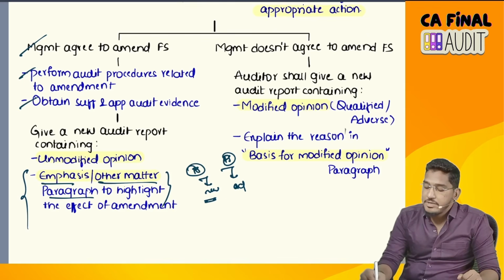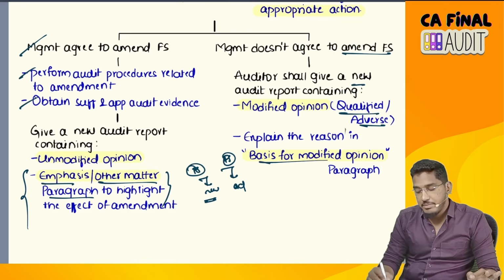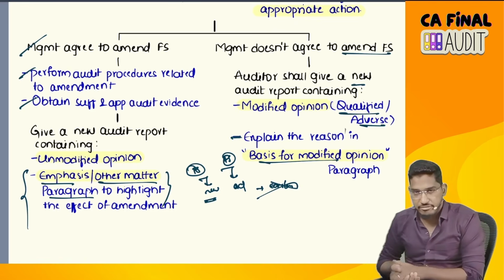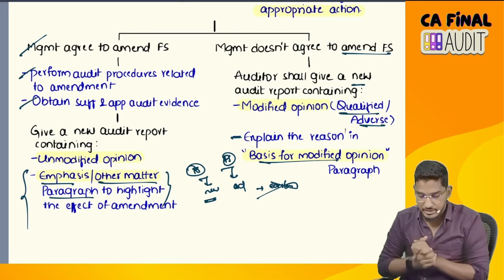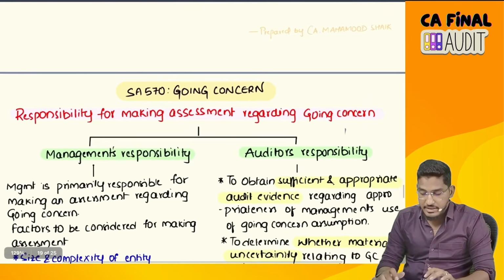On the other hand, if the management doesn't agree to amend the financial statements, then what should I do? I will give a new audit report which contains a modified opinion. Either a qualified or adverse opinion will be there. So I will give a new modified opinion and I will explain the reason for giving that modified opinion in my basis for modified opinion paragraph. Here there is no requirement to use either emphasis or other matter paragraph. You should not use it. Why? Because the reason you are anyhow explaining in the basis for modified opinion paragraph. Perfect. Right. So this is what regarding the standard SA 560.